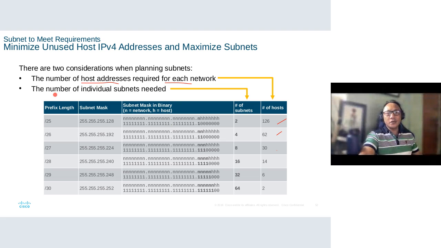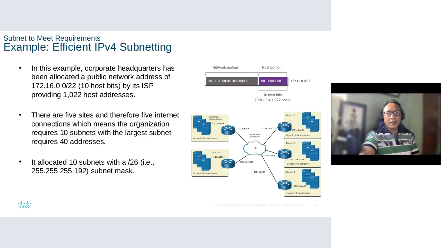Another consideration is yung ilan ba yung subnet na kailangan mo, no? Ilan yung subnet at yung pangalawa, ilan yung host address na kailangan sa bawat subnet. Okay, that's important. Remember this, if you have a /25, meron kang dalawang subnet na pwedeng ma-create and this is the number of hosts na pwede mong gawin sa bawat subnet. Okay? And so on, okay? All right? So that's the two considerations that are needed.